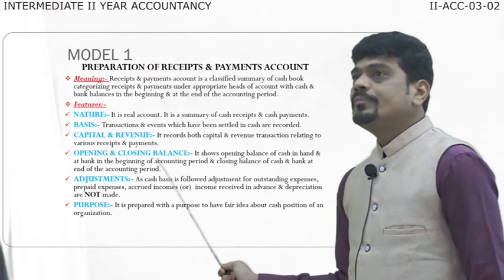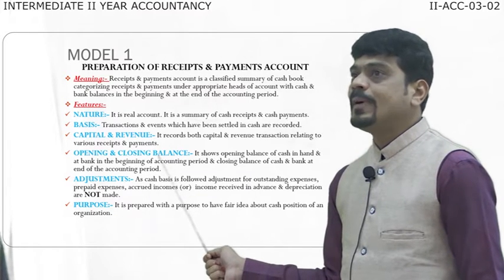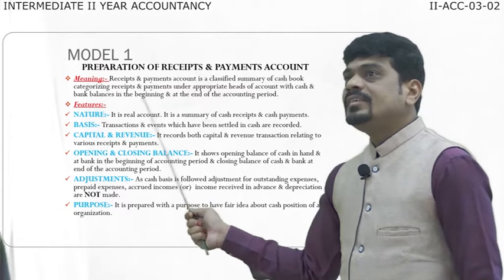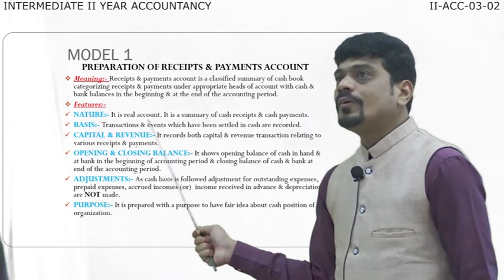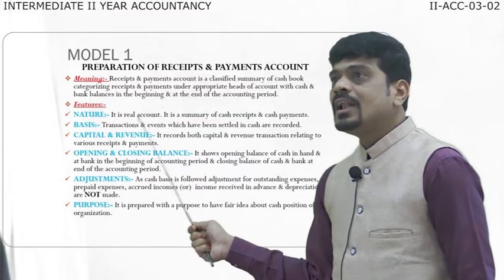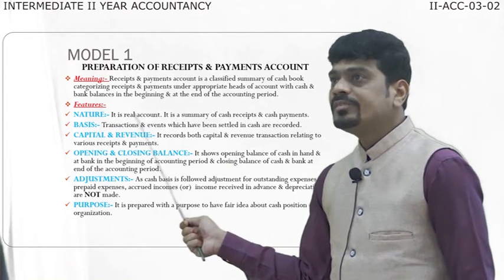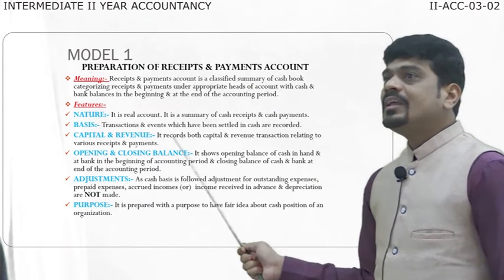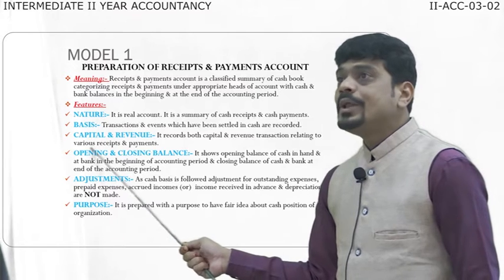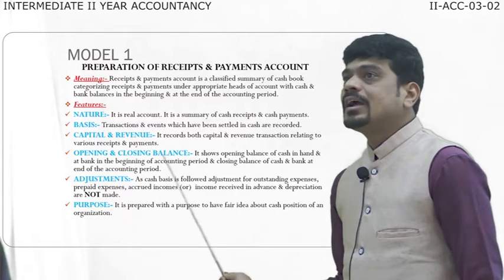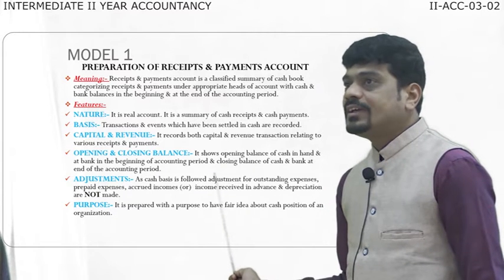Then the most important point is, how about the opening and closing balance? You know, when I say that receipts and payments account is a real account, we know the rule of real account, that the real account always shows a debit balance. So if there is any opening balance of cash or bank, it comes on the debit side, while the closing balance comes on the credit side.